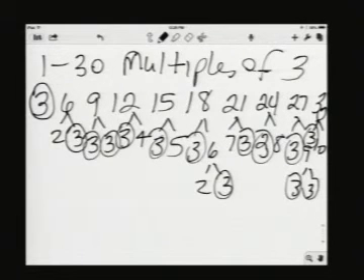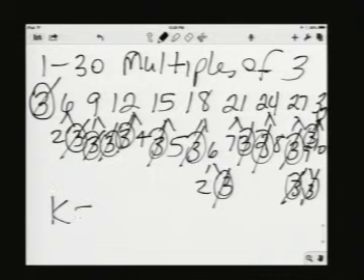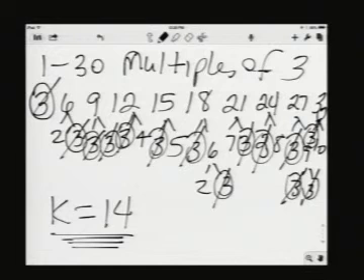So if we count the number of 3's, we have 1, 2, 3, 4, 5, 6, 7, 8, 9, 10, 11, 12, 13, 14, which means our value for K is equal to 14. There are 14 3's that can be factored out of our product P. So the correct solution here would be 14, answer choice C.